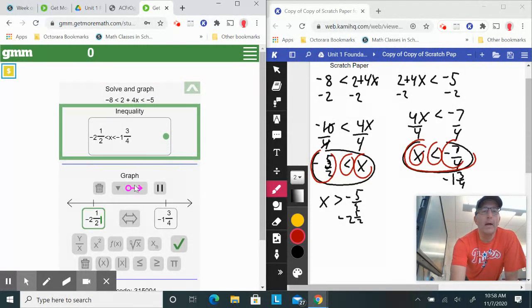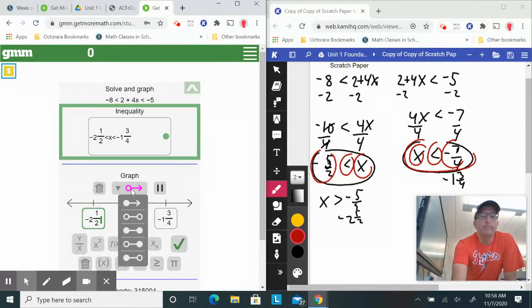Now down below in your graph, you need two numbers, and make sure these numbers are in the right spot. Sometimes GMM puts them wherever they want. Negative 2.5 is less than negative 1 3/4, so it has to be to the left. So that works. Negative 1 3/4 is here. Now I want all the numbers, and notice the x is greater than negative 2.5, but less than negative 1 3/4. So it's all these numbers in between, and it doesn't include either of these.